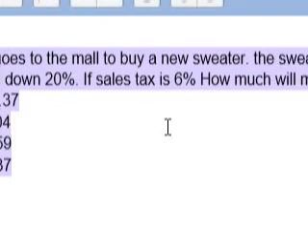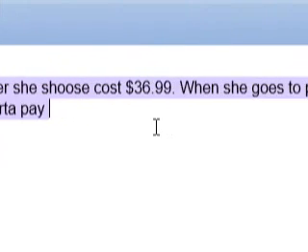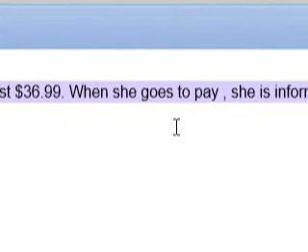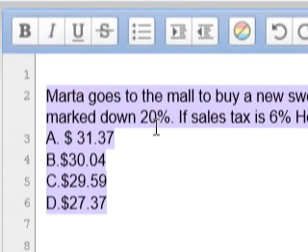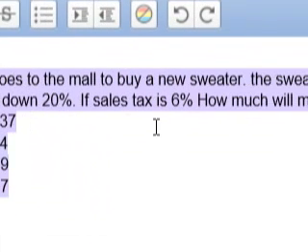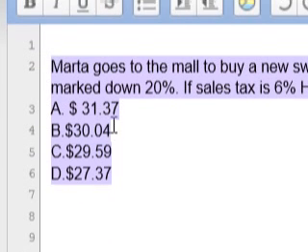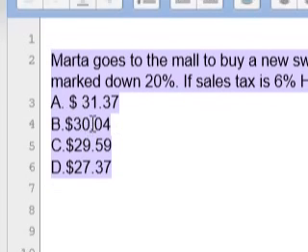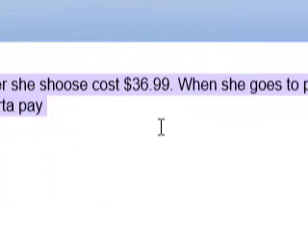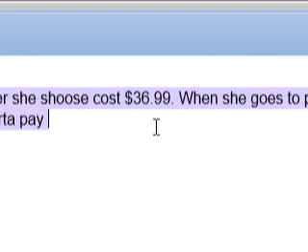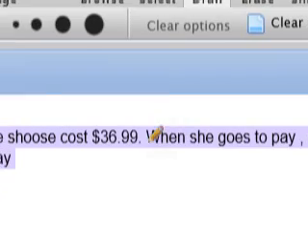They say Martha gets to the mall to buy a new sweater. The sweater she chose costs $36.99. When she gets to pay, she's informed that the sweater is marked down 20%. If sales tax is 6%, how much will Martha pay? We have four choices. We're going to choose the best choice. The cost is $36.99. Let's take our pens first.